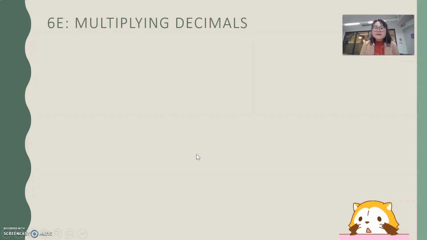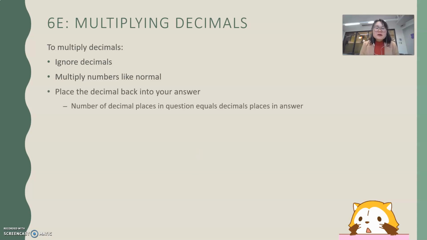Okay, so when you're multiplying decimals, it's a bit weird, but we actually ignore the decimals to begin with and do the multiplication as we would with just whole numbers. So when you're multiplying decimals, ignore the decimals first. We'll deal with them later. Multiply the numbers like normal, and then we will place the decimal back into the answer. So you need to, at the end, figure out how many decimal places were in the question to begin with, and then put those into your answer. And I'll show you how to do that.